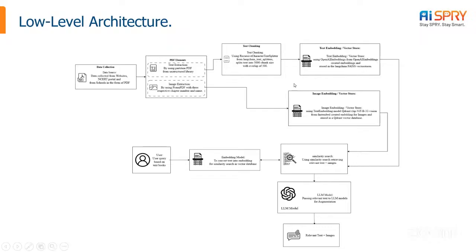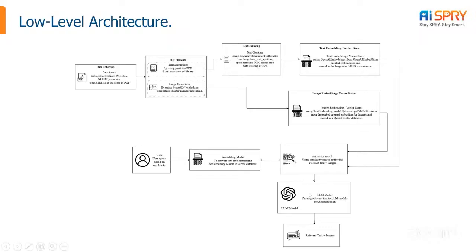Next, again the user comes in. The user will ask a question. That same question will be passed to the embedding model, the same OpenAI embedding model. These embeddings will perform a similarity search in the vector database. Whatever content we got from the user, we make the similarity search in the database, and using similarity search we find the relevant text and images. From the user we get the query, and here we get the relevant images and the relevant text with respect to the question.